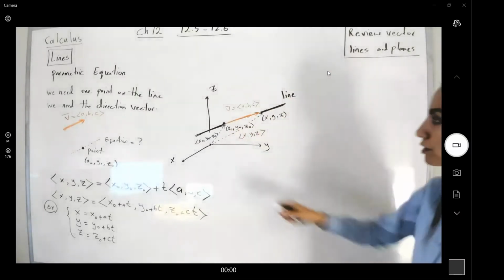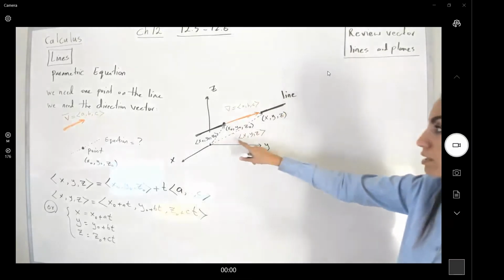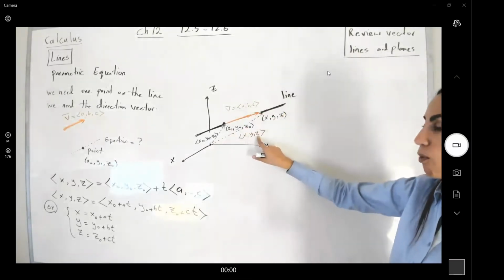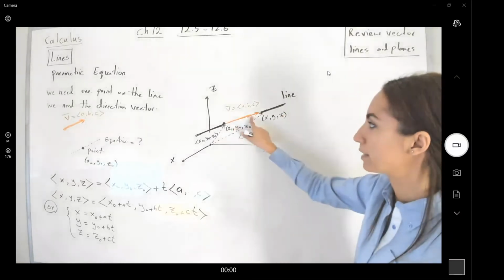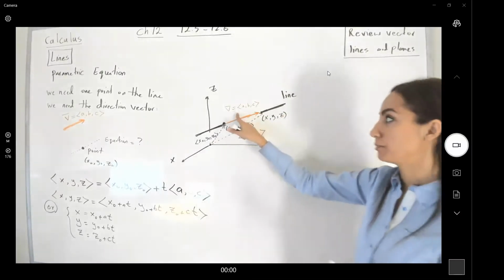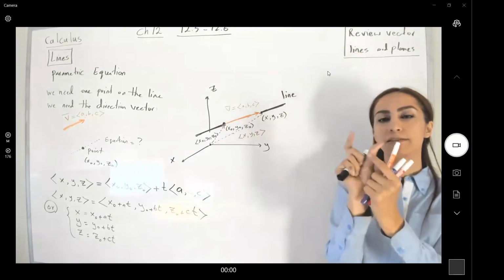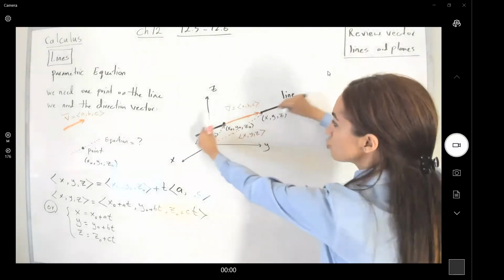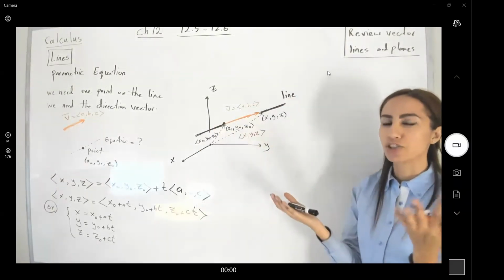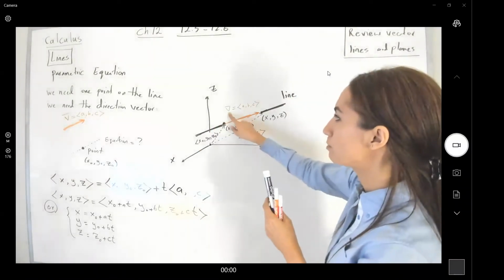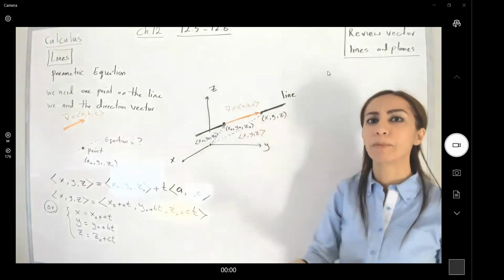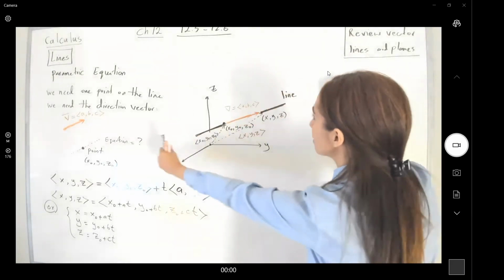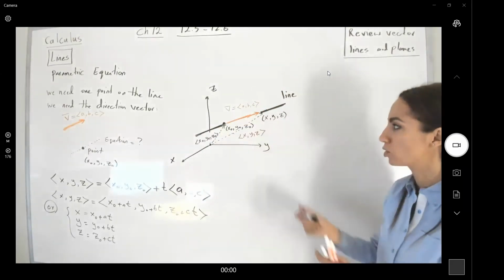So here you have three vectors: x sub 0, y sub 0, z sub 0; then vector a, b, c; and then here you have x, y, and z. But note that this vector v has a specific length. When it comes to a line, it's stretched. So if you multiply this by a parameter like t, you can stretch or scale this over the line.